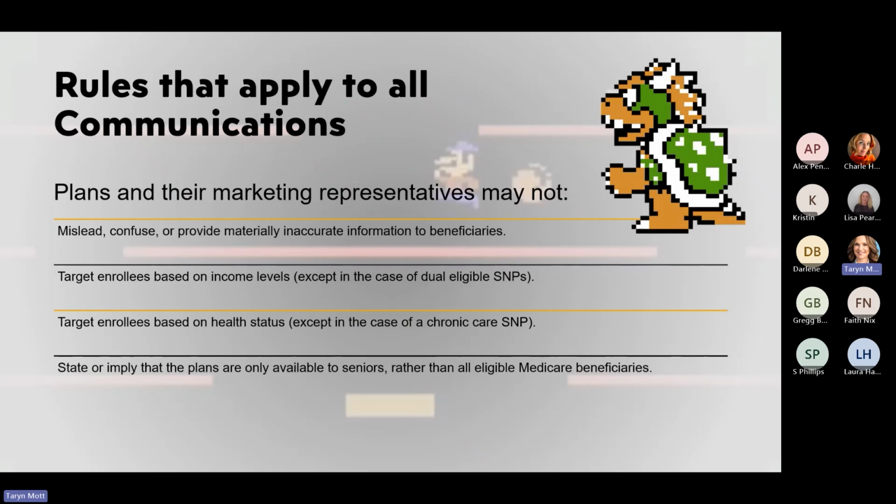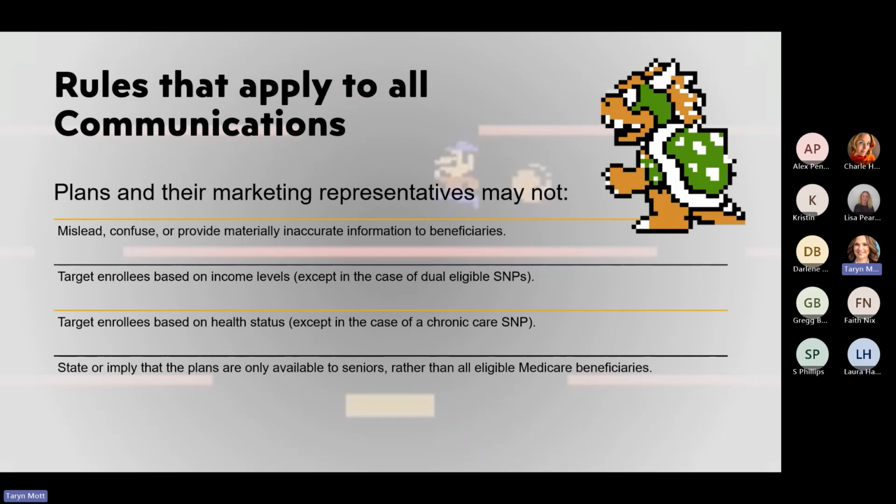Rules that apply to all communications. Plans and their marketing representatives may not mislead, confuse, or provide materially inaccurate information to beneficiaries. Target enrollees based on income levels, except in the case of dual eligible special needs plans, DSNPs, because it's not that we're targeting them, it's just we have to discuss the fact they're on Medicaid. Target enrollees based on health status, except in the case of chronic special needs plans. We do that. We have to ask if they have a heart condition.